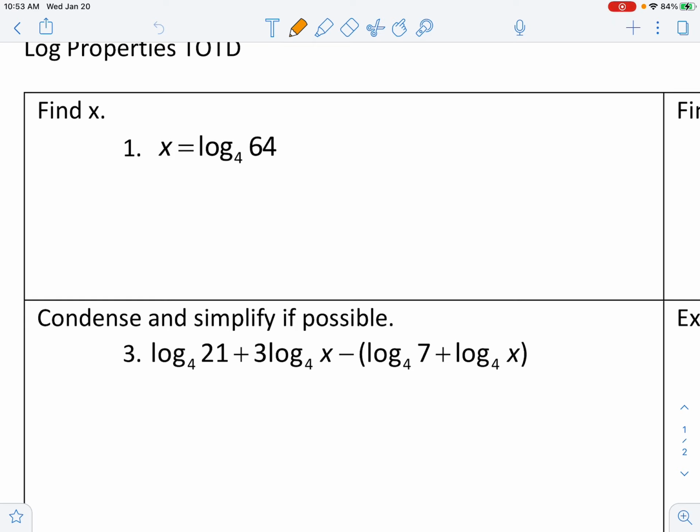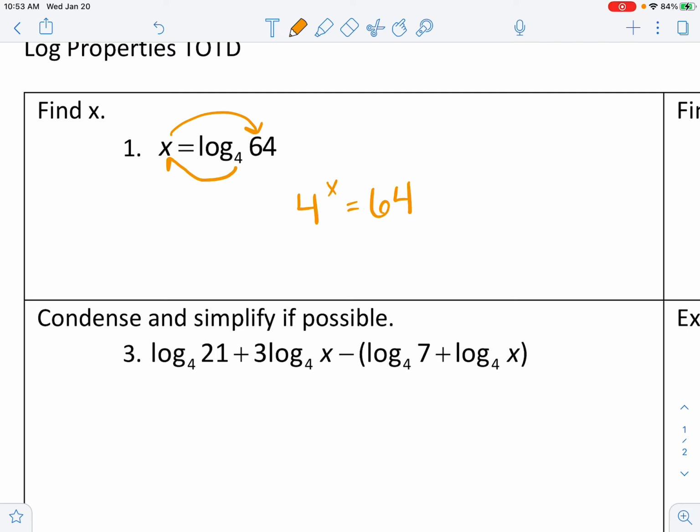And if it helps you, sometimes it helps to just switch between forms because it allows us to think about it in a way we're more comfortable with. So if you want to, you can always switch forms. Remember, it's the base to the exponent equals the number. So we're saying 4 to the x power equals 64.